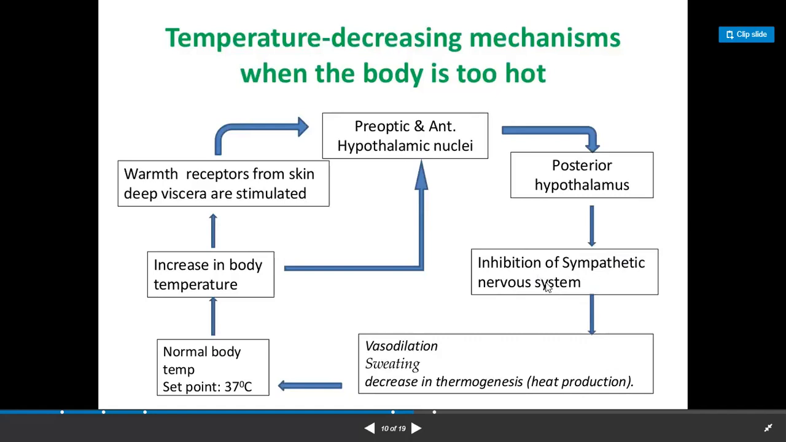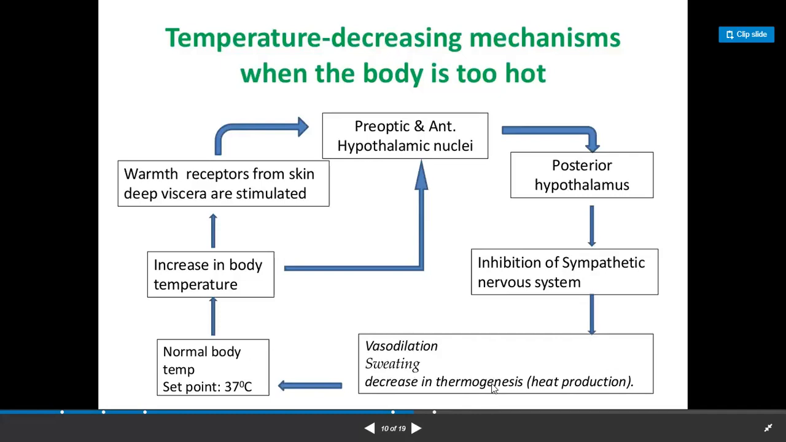And when this happens, there will be vasodilation. Why? Because epinephrine causes vasoconstriction. So once you inhibit epinephrine or the sympathetic nervous system, there will be vasodilation. Your sweat gland will produce a lot of sweat. And then there will be a decrease in thermogenesis. Thermogenesis is heat production. So anything that will cause heat production will be stopped.